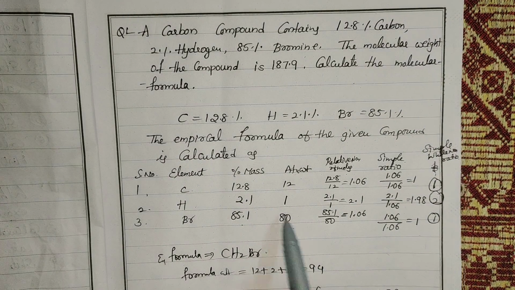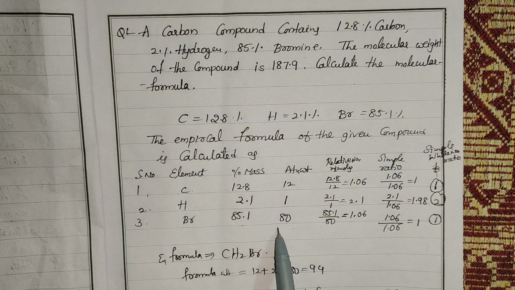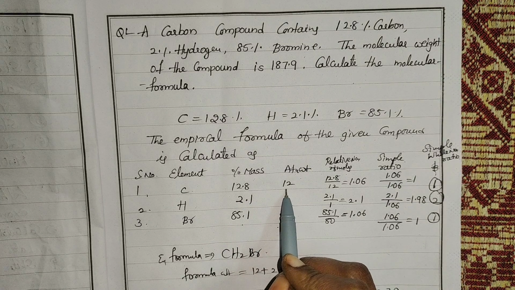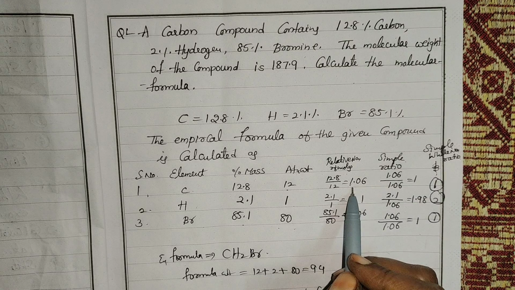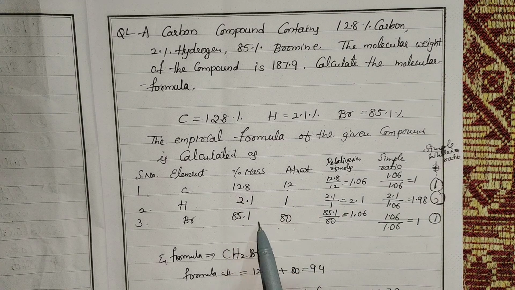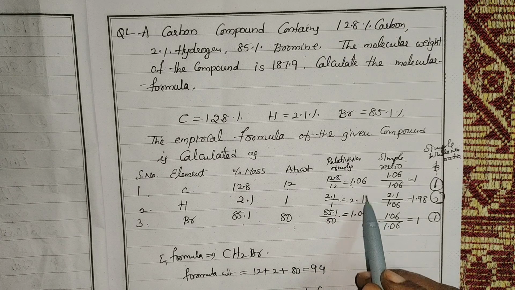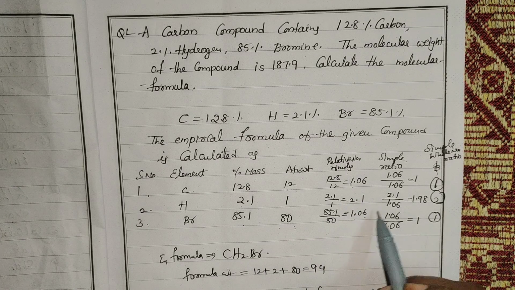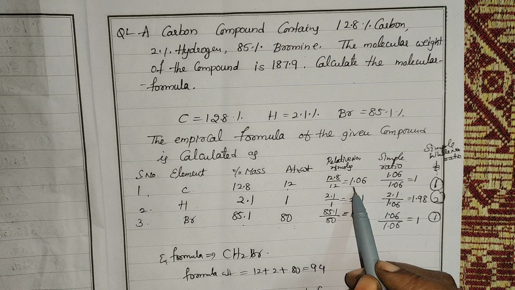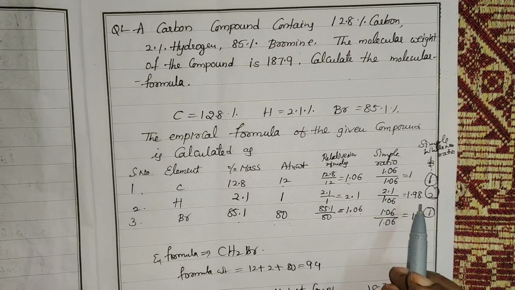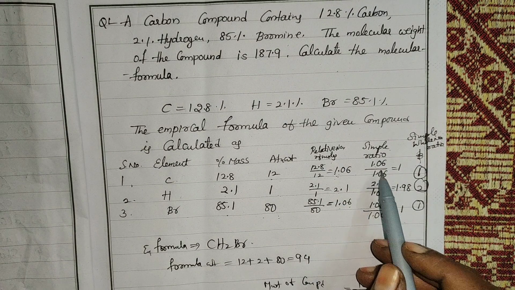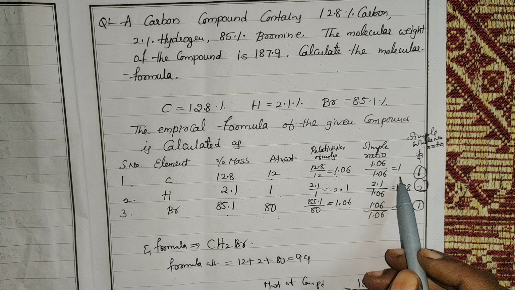Next, atomic weight we have to write: carbon 12, hydrogen 1, bromine 80. Next, what do we have to do? These mass percentages divided by these atomic weights, that is the relative number of moles. Okay, 12.8 by 12, next 2.1 by 1, 85.1 by 80. If we divide, 1.06, 2.1, 1.06 will come. Next we have to do the simple ratio. How can we do the simple ratio? Individual values by the smallest value. Individual value here is 1.06, smallest value also 1.06. Okay, 1.06 by 1.06 is 1.